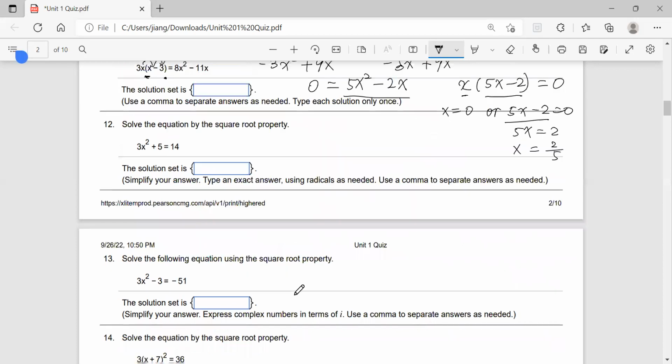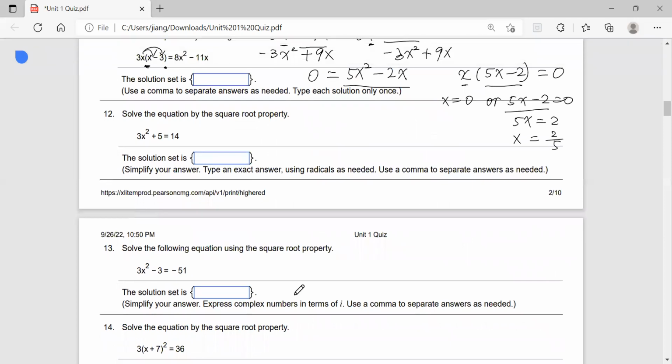Next one is solving an equation by the square root property. The square root property is, for example, x squared equals 4. So take the square root of both sides. You get a plus or minus sign. Be careful, be more careful here. You have positive or negative square root of 4. So x equals positive or negative 2.